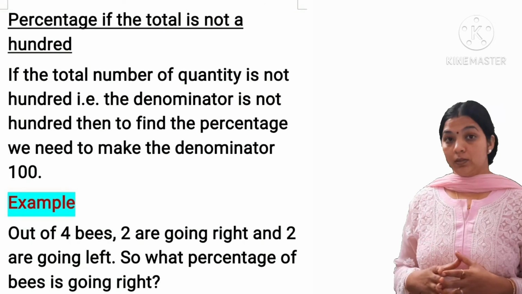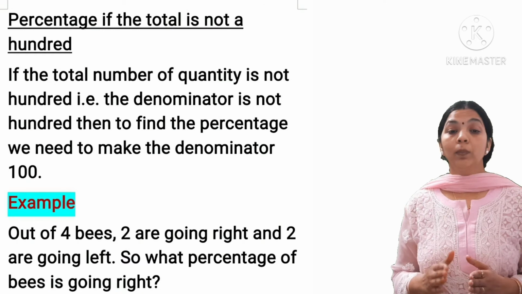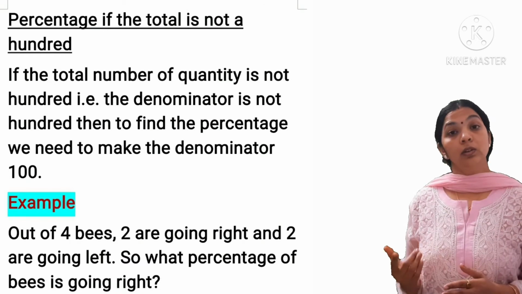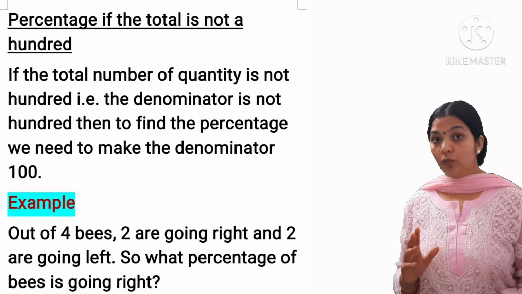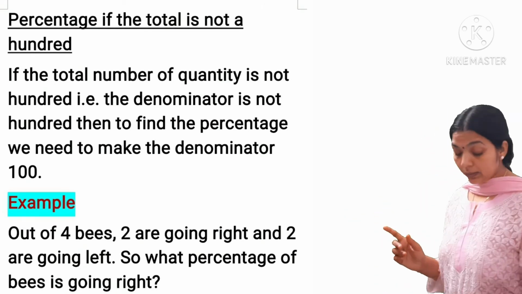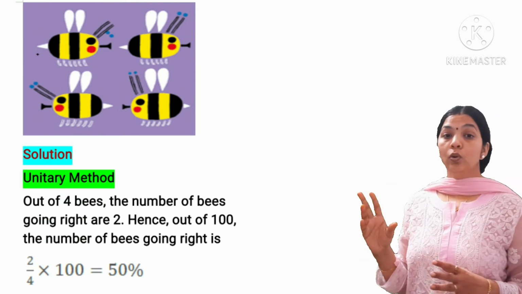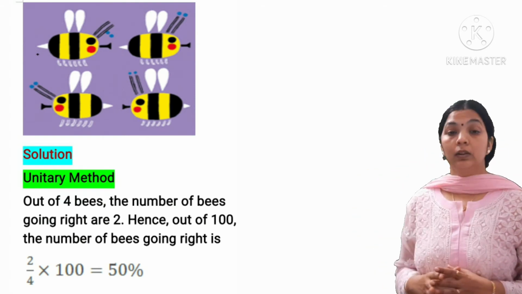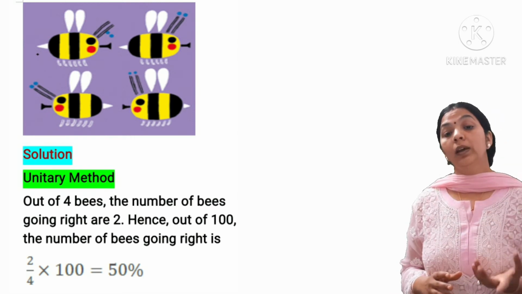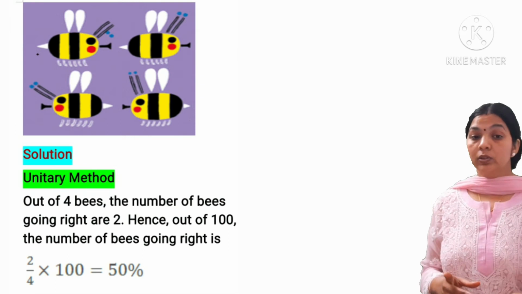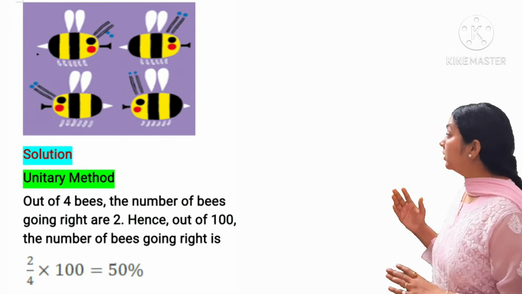Out of 4 bees, 2 are going right and 2 are going left. So what percentage of bees are going to the right? Now here you can see the total number of bees is 4. So here the denominator is not 100. You can see in this picture, out of 4, 2 are going to the left and 2 are going to the right. This question can be solved with the help of 2 methods, that is the unitary method and the percentage method. Let's first understand the unitary method.